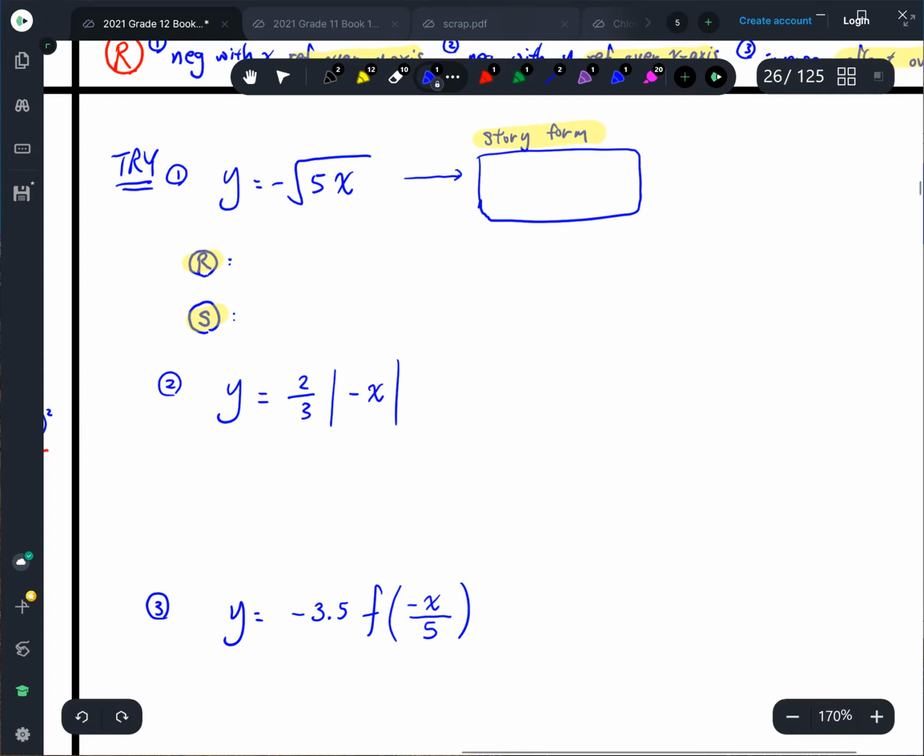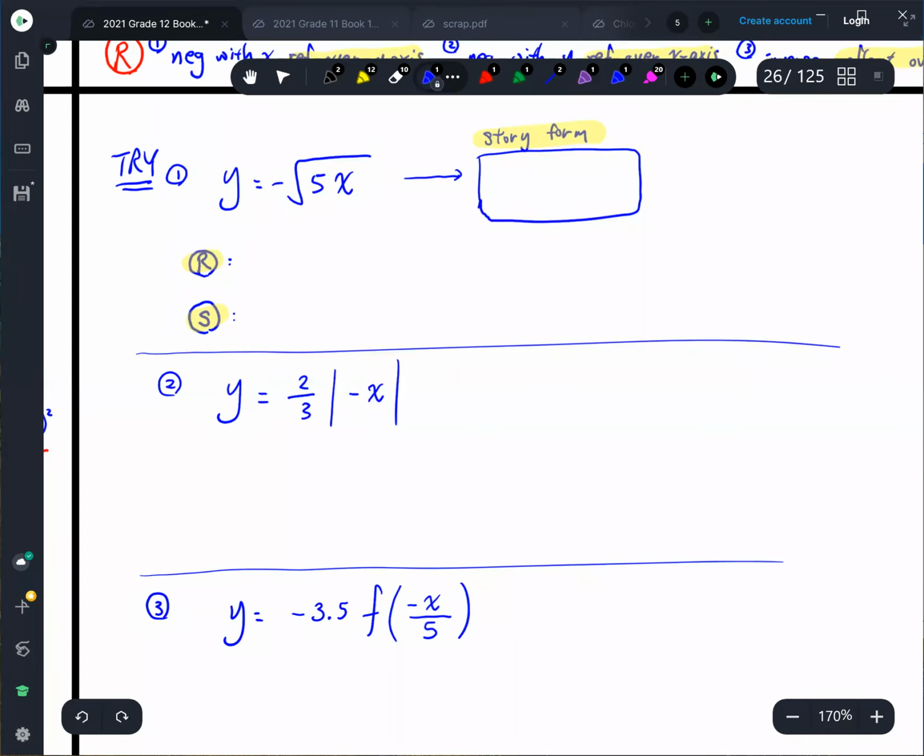Okay, do we have everyone finished trying question 1? Okay, so let's check the standard form first, all right? Caleb, can you tell us your standard form?